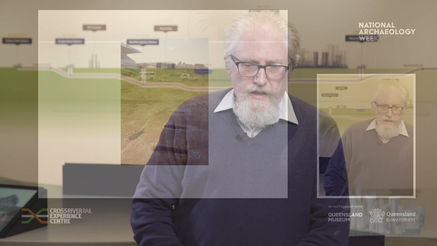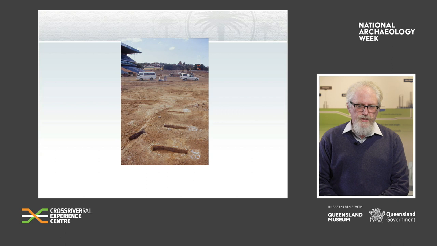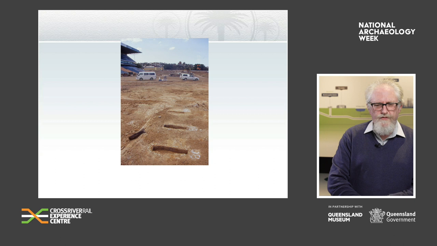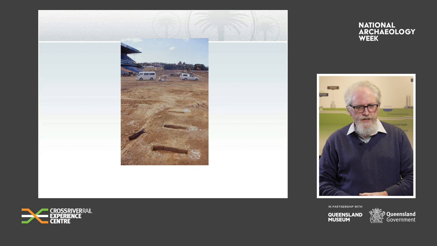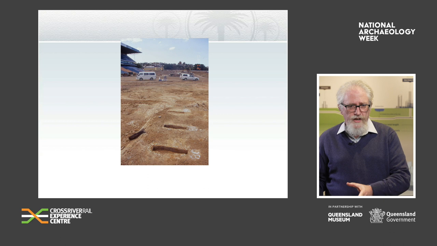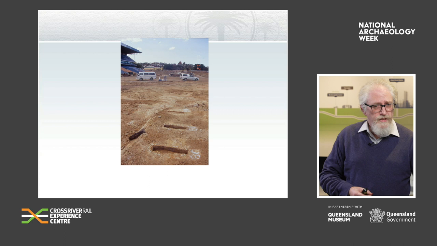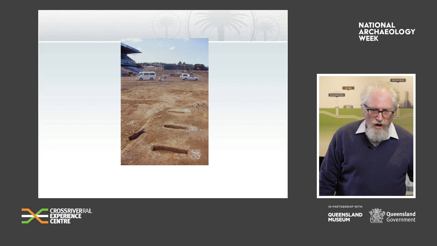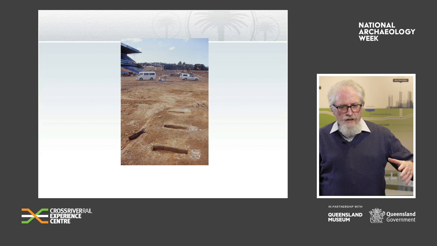So this is a shot in the Anglican cemetery showing three children's burials in a row. And one surprising finding of this excavation of the North Brisbane burial ground was the difference between the way that Anglicans buried their children and the way that Catholics buried their children. The Catholics buried their children in family plots, so they were buried with the adults. But in the Anglican cemetery, and this really, really surprised me, I had no idea that this was the case, what we got was rows of adults and rows of children. So children and adults were not buried together in family plots.